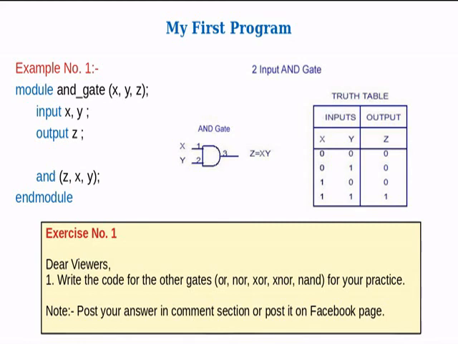Then, because the logic primitive for the AND gate is available in Verilog HDL, we use and Z, X, Y. As we have described, the first terminal is the output and the rest of the terminals are inputs. And in the end, the endmodule keyword is used to finish the module definition.